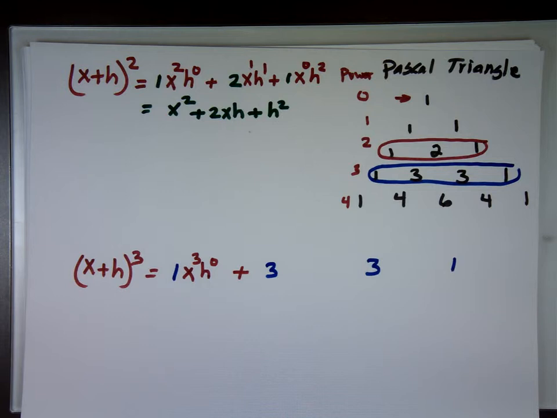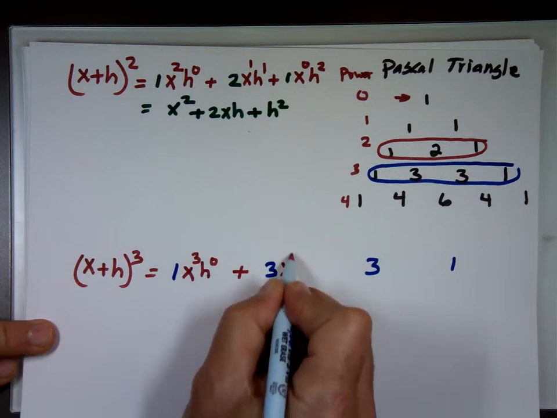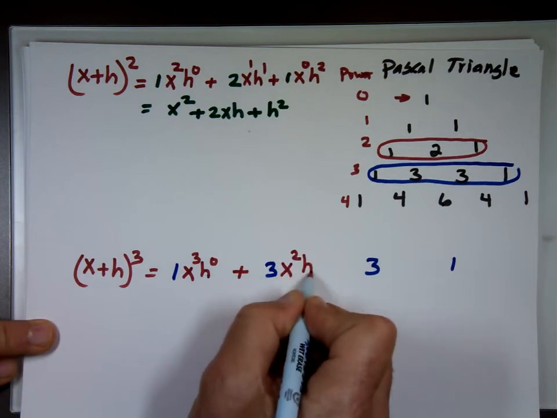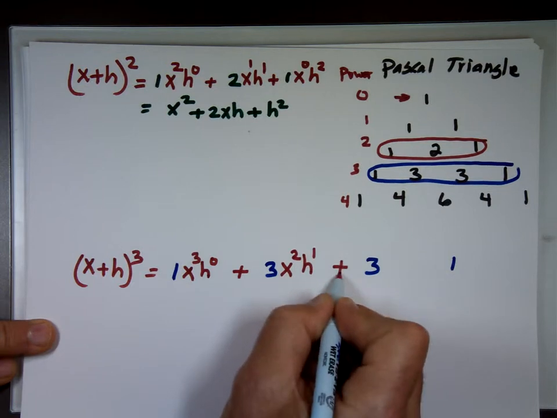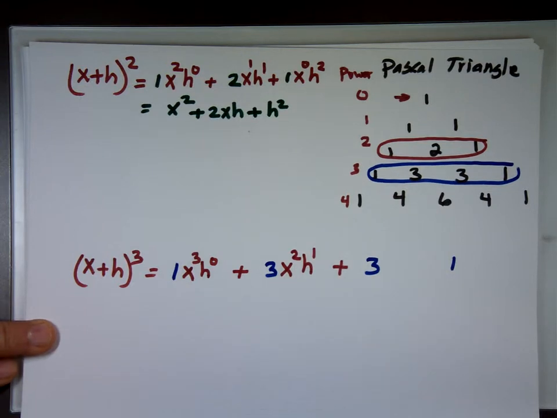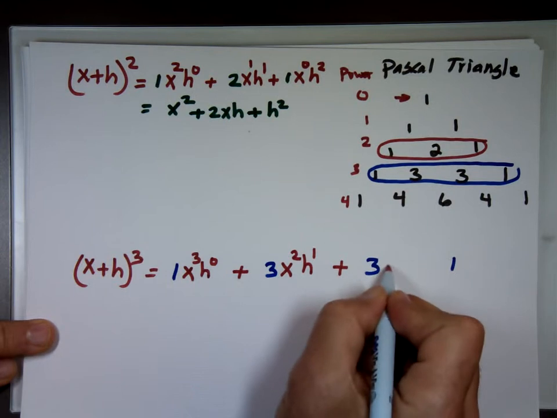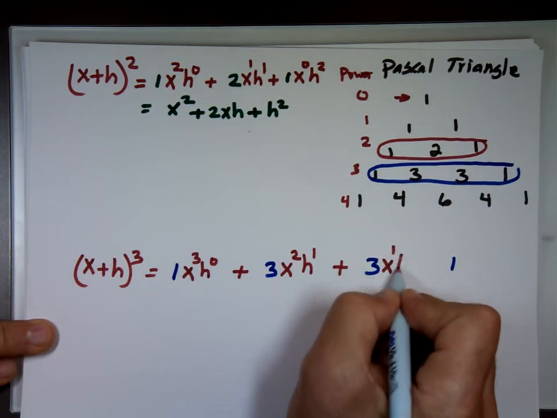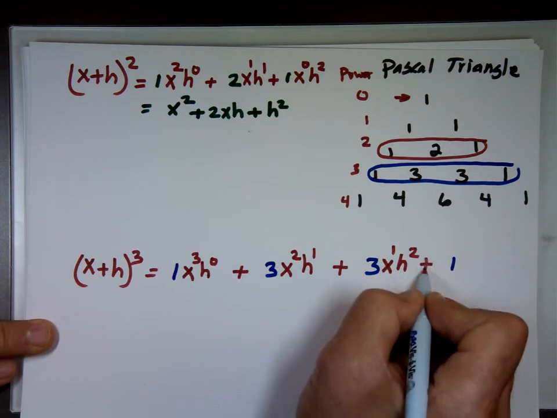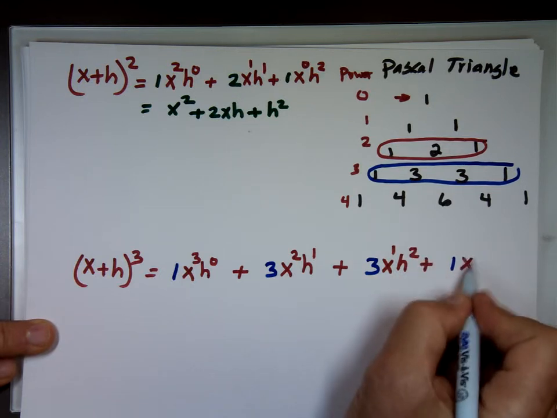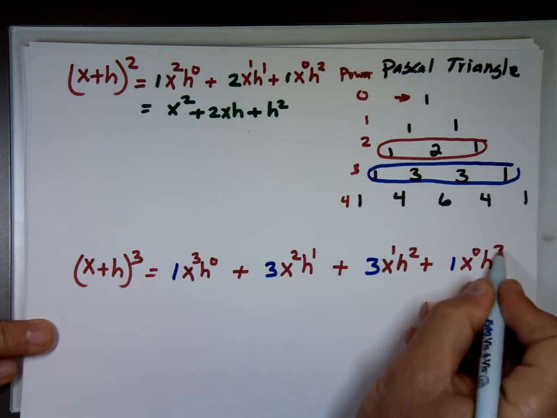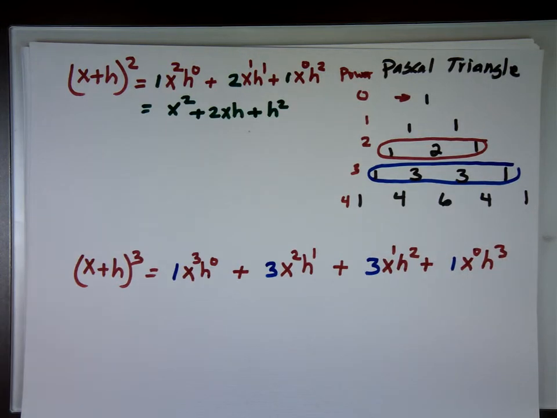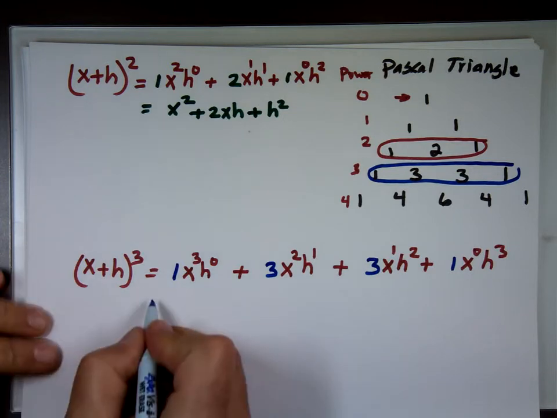The next number, x to what power? 2, h to what power? 1. The next number, x to what power? 1, h to a power of 2. And the last one, x to the 0, h to the third. Instead of multiplying that 3 times, that's the quickest way. You can still multiply them out 3 times if you want to do it that way.